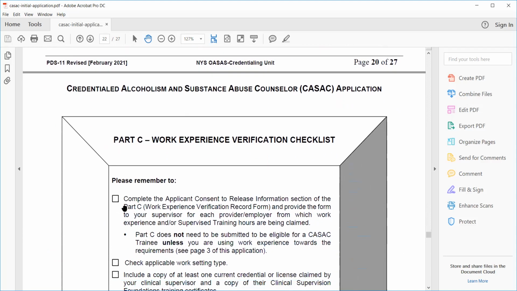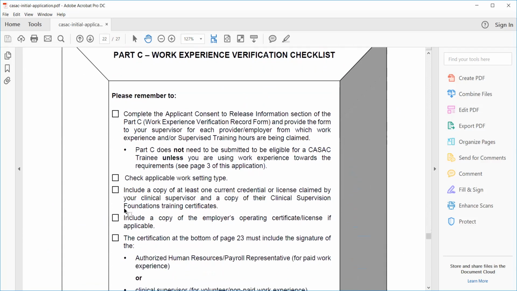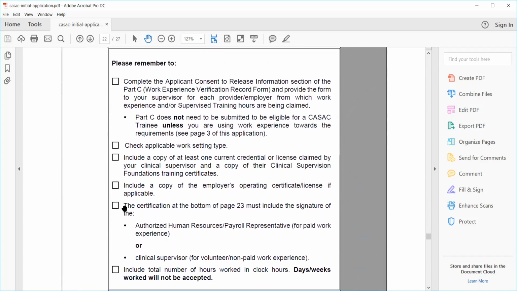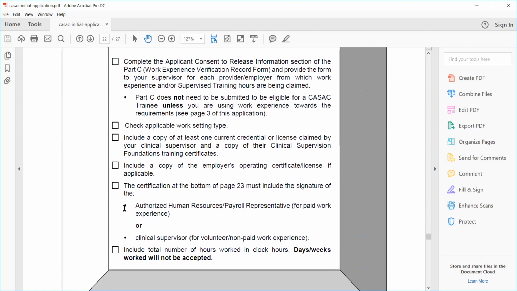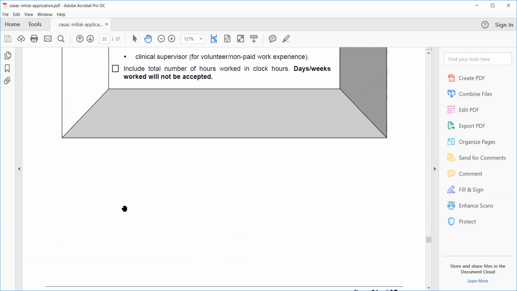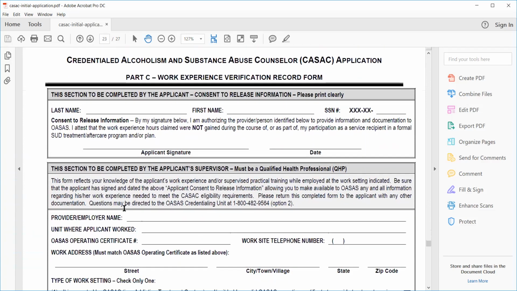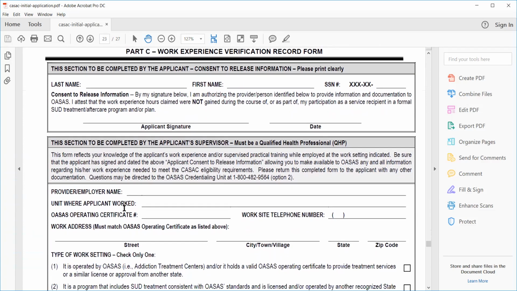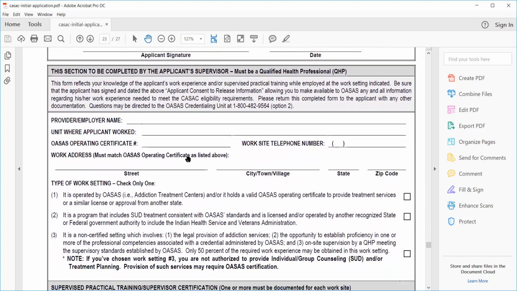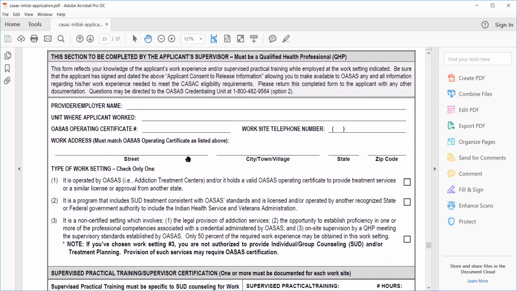All right, so moving on. Here's another verification checklist of what you are going to need for this section C. And I'm going to walk you through the form that I want you to have filled out before you leave your internship. All right, this part's by you. Last name, first name, social, and you need to sign it. You need to do this before you get your supervisor involved at your internship. Now at this point, go to your supervisor and say, I need to have the OASAS form filled out.